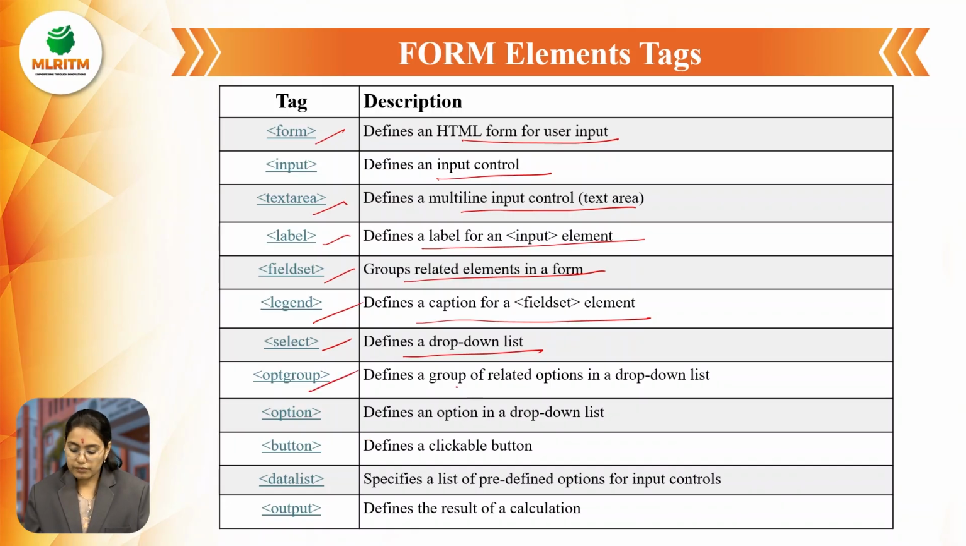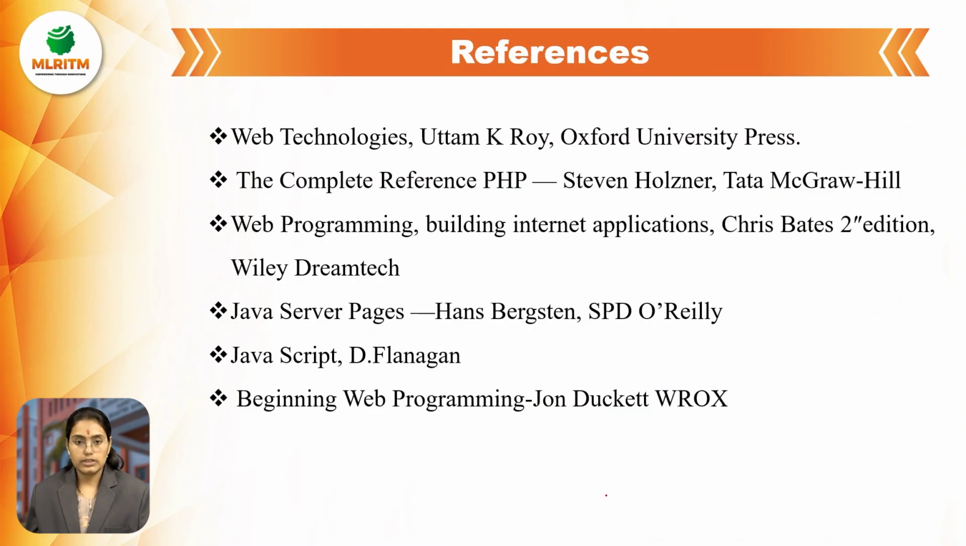Next, optgroup defines a group of related options in a drop-down list. Option is nothing but an item in a drop-down list. Button defines a clickable button. Next, datalist specifies a list of predefined options for input controls. Output defines the result of a calculation.